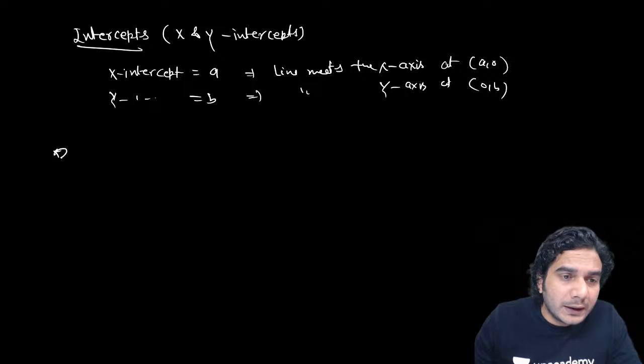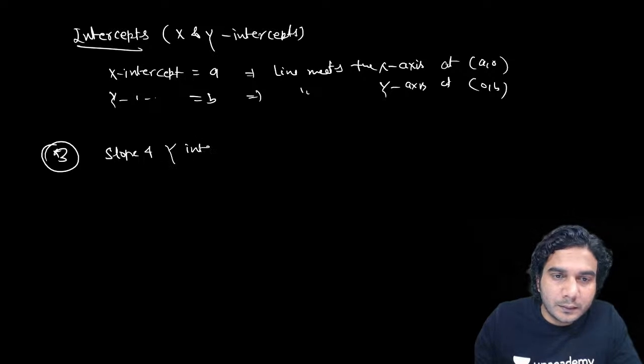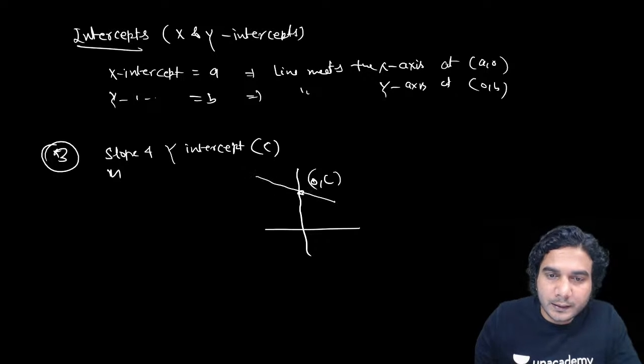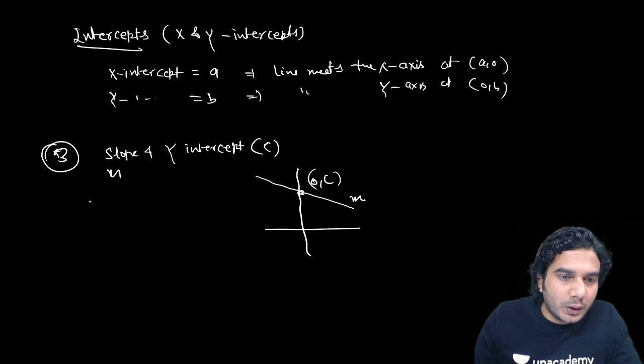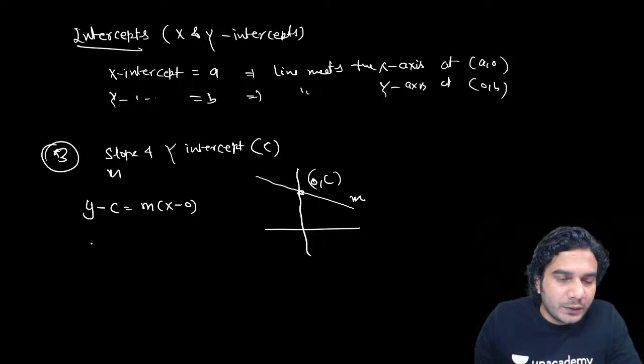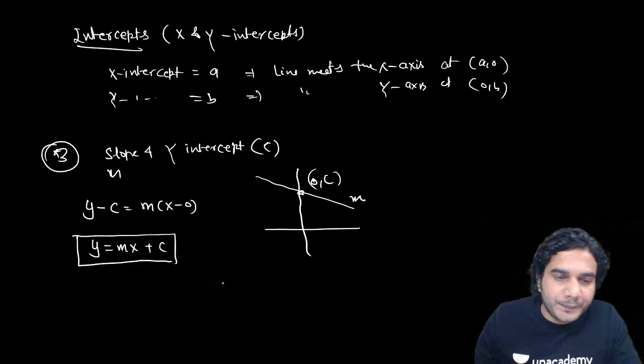Now the third form we are writing is slope and y-intercept. In this case we take the y-intercept as c and the slope as m. That means the line is passing through the point 0 comma c and is of slope m. So the equation of the line is y minus c is equal to m times x minus 0, the previous form, point and slope, and using this form we can write y is equal to mx plus c. This is a very useful form, because we can identify the slope easily if the equation is written in this particular form.